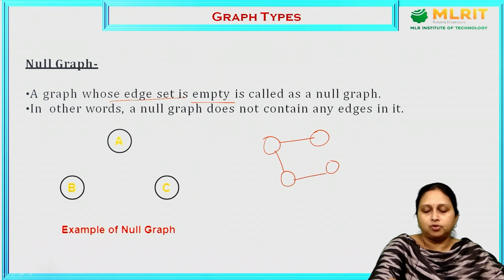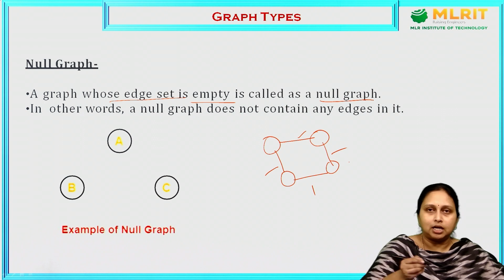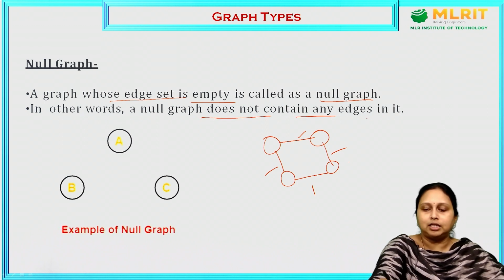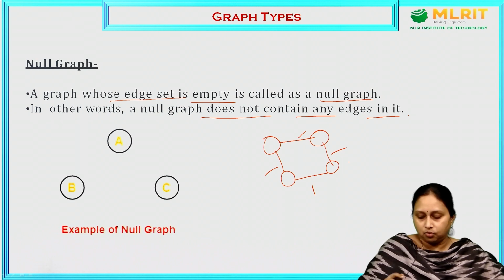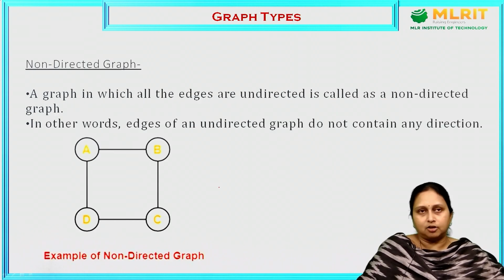Actually, up to now we have seen this is a graph, right? These are the edges. But for this null graph, you don't find any edges. If you don't have any edges, that is nothing but a null graph. In other words, a null graph does not contain any edges in it. The same thing we have discussed. This is the example where you can see the null graph.